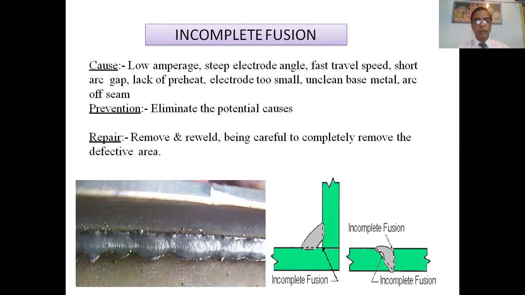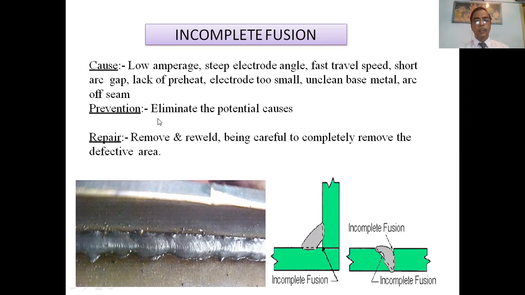Incomplete fusion. Causes: low amperage, steep electrode angle, fast travel speed, so fusion is not completed. Also short arc gap, lack of preheat, electrode too small, unclean base metal, arc off seam. So there are many causes.